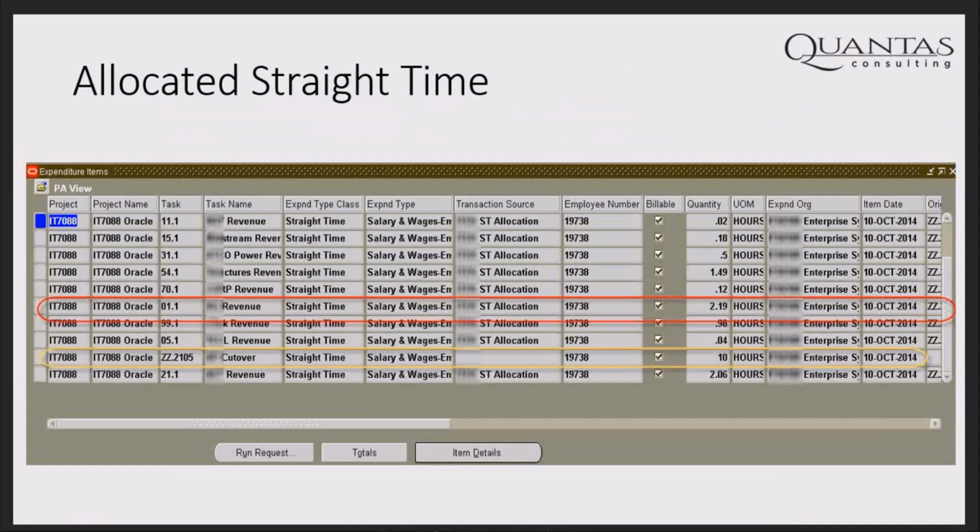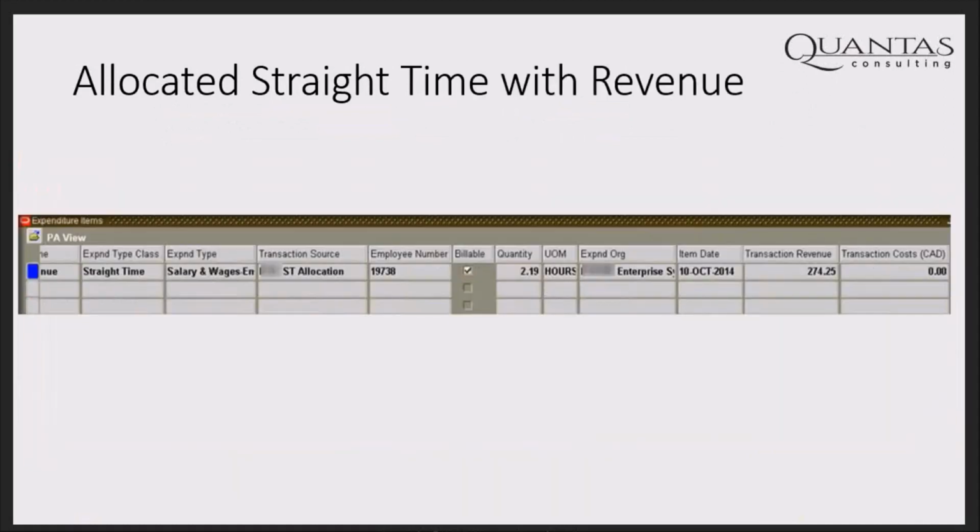The other transaction that's identified in gold, pardon me, that's the actual original charge. So there's our 10 hours. And I'm just going to slide across so you can actually see the expenditure org is maintained. The expenditure item date is maintained. You can see a lot of the information is maintained on that charge.